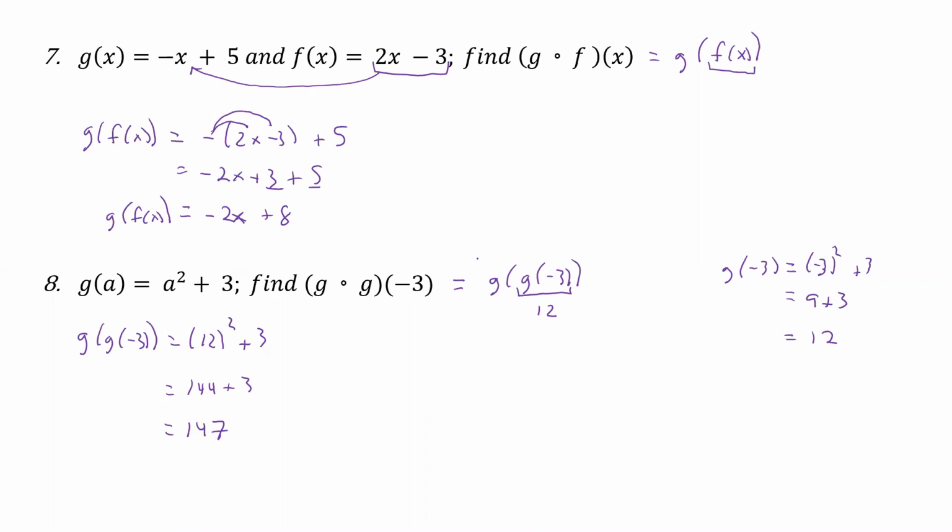Okay. So in this one, the key thing is we had to first find out what g of negative 3 was, which we did over here. We got the 12. And then we could plug that into our original g of a here. And 12 squared plus 3 is the 147.